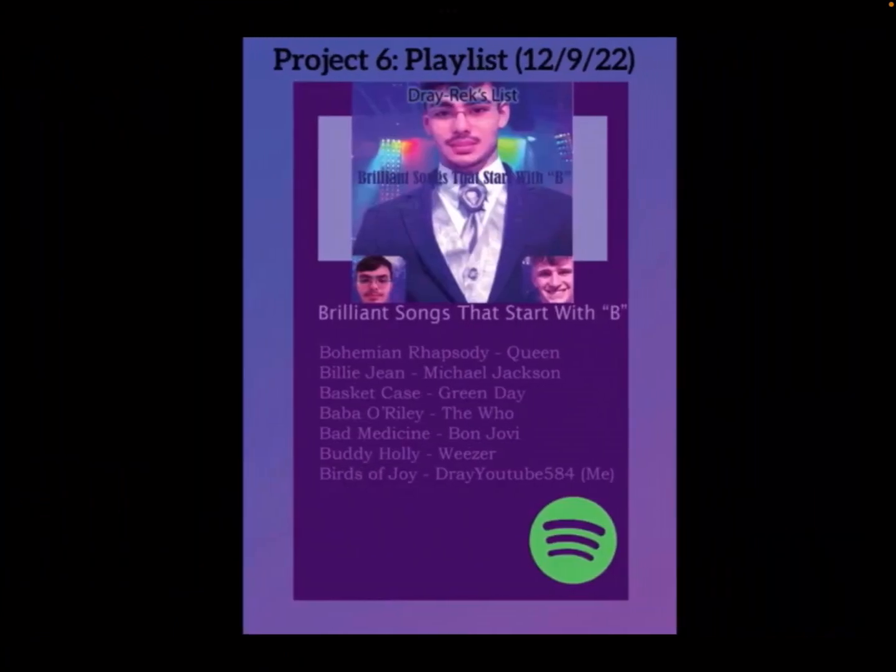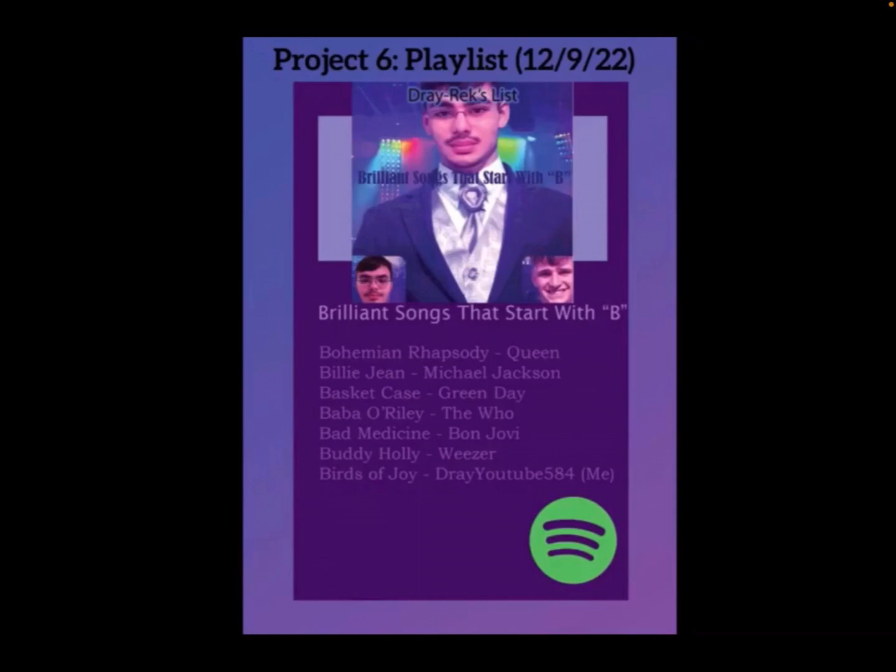For this next project, we were to create a playlist of songs on Photoshop using a theme, including a Spotify watermark in the corner since we were pretending it was a Spotify playlist. The way I sort my Spotify playlist is by songs beginning with each letter of the alphabet. I decided to make the project using my list of songs beginning with the letter B.